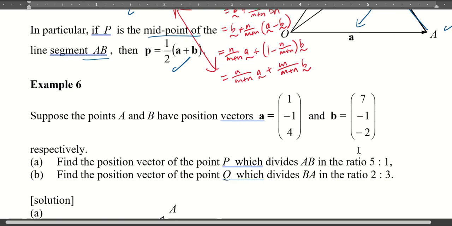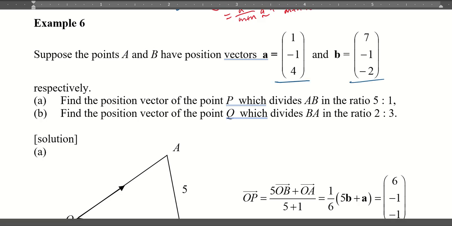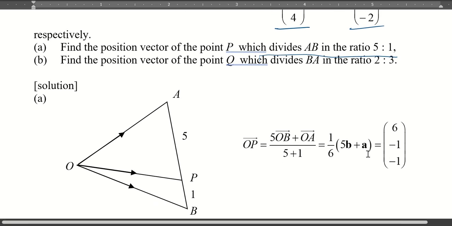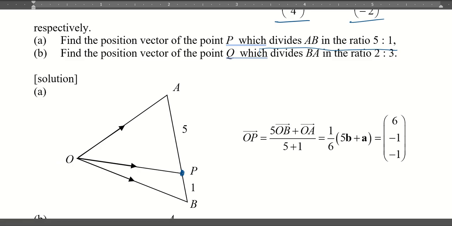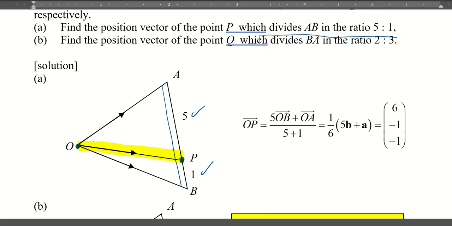Let's apply this ratio theorem to answer example 6. Suppose there are 2 points with these 2 position vectors. Can you find the position vector of P which divides AB in the ratio 5:1? It'd be good to draw a diagram like that. Depending on where your origin is, let's say here, we form this diagram. Now to find OP, we can use the ratio theorem: 5 times OB plus 1 times OA over the total proportion 5 plus 1, which is 6. Hence, giving us this answer.